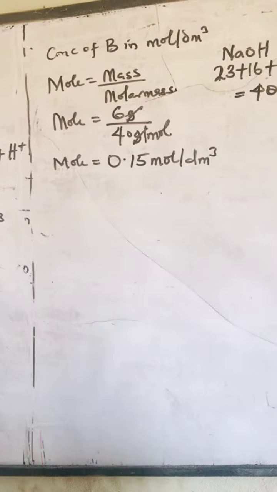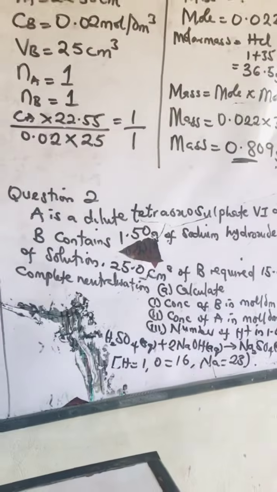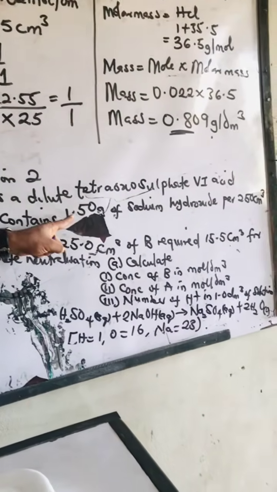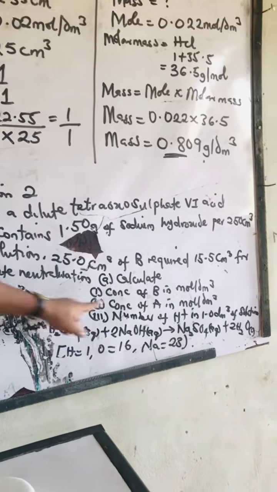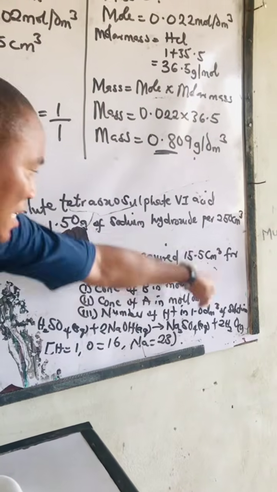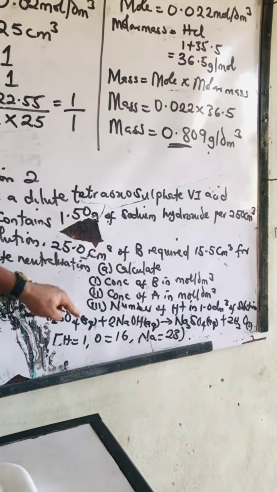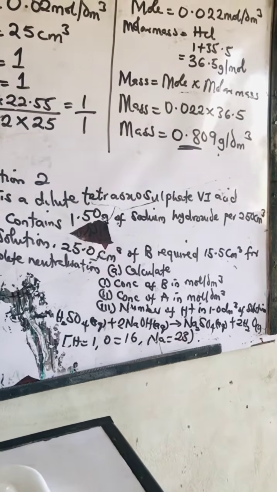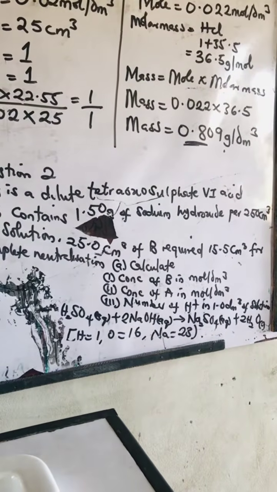Very easy, just like the first one. But the difference is that in the first one they gave us 1 dm cube, that's why we didn't need to convert. But look at this: they gave us this in 250, and they asked us to look for the concentration of B in mole per dm cube. If they asked for mole per 250, we wouldn't need to do this. But since they said mole per dm cube, we definitely need to do this to get the gram.